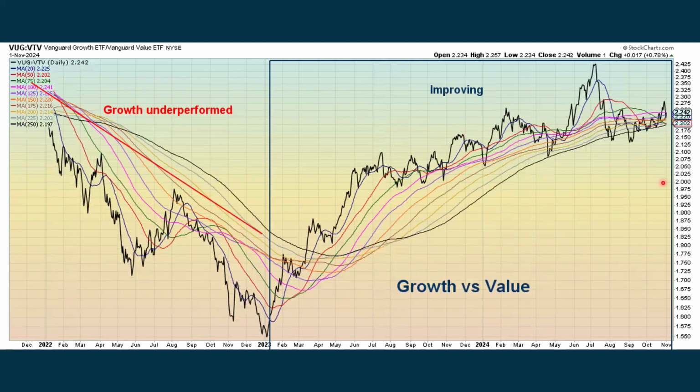Then we look at a growth versus a value ETF, and we had been showing an improvement here coming up out of the rainbow.